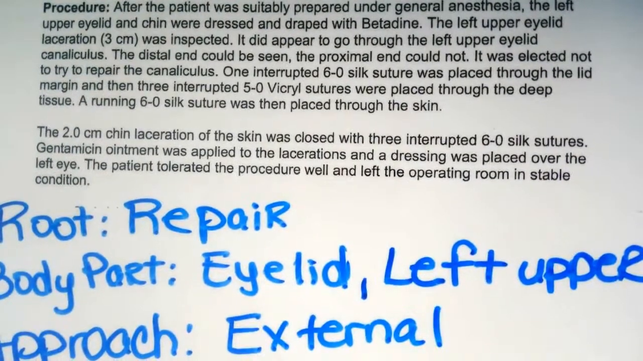All right, guys, so now the rest of the report. A 2 centimeter chin laceration of the skin was closed with 3 interrupted 6.0 silk sutures. Gentamicin ointment was applied to the lacerations, and a dressing was placed over the left eye. And of course, the patient tolerated the procedure well.